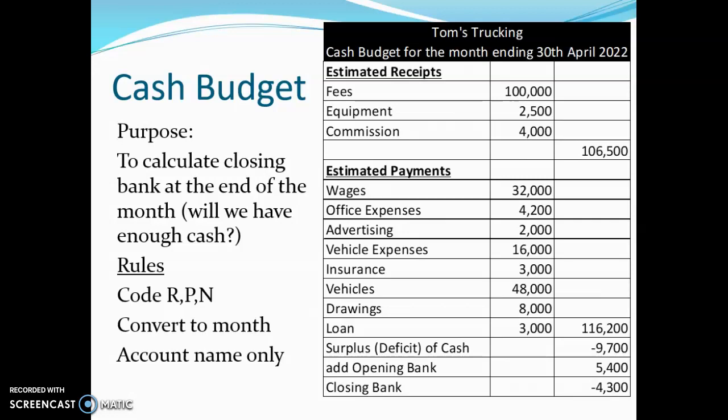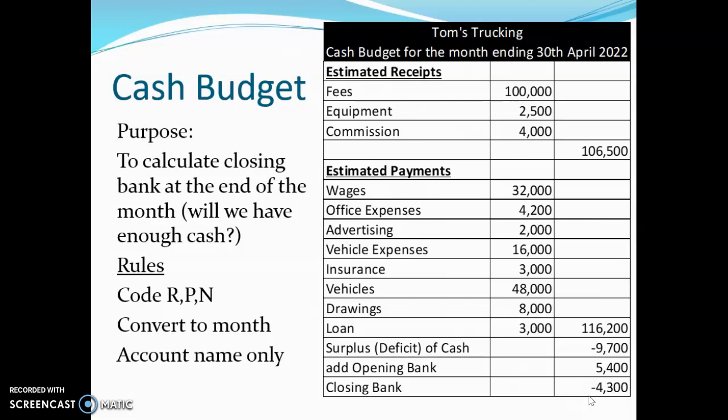The whole idea of the cash budget is this little bit down here, to calculate what our closing bank could be at the end of the month. So what we're trying to see is, have we got enough cash on hand at the end of the month, or are we going to have to take some remedial action? So obviously a really important thing for businesses to do, particularly if you're applying for a bank loan. They want to see if you can pay back your loan.